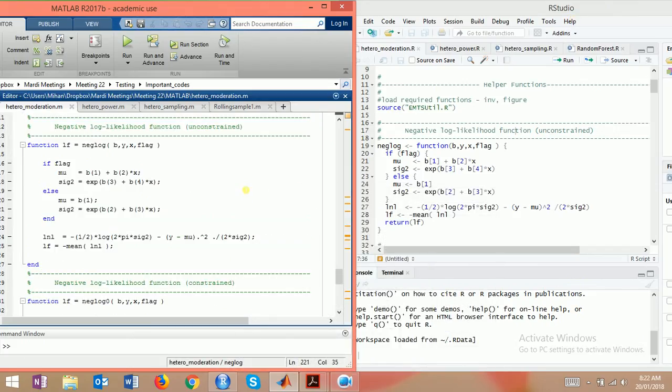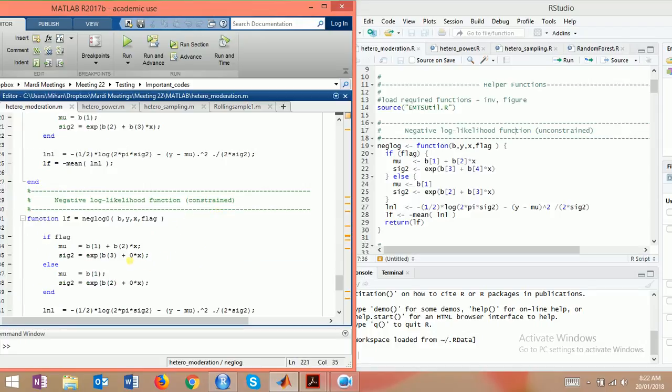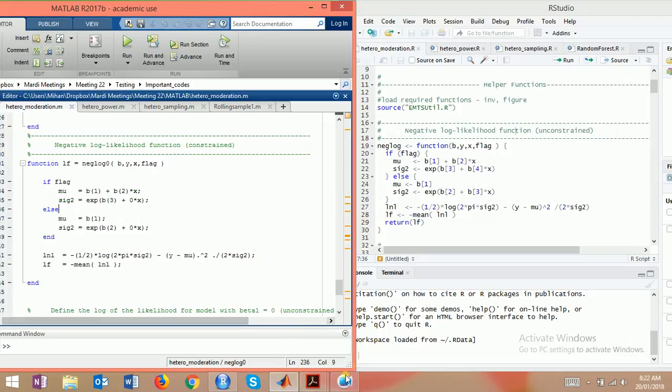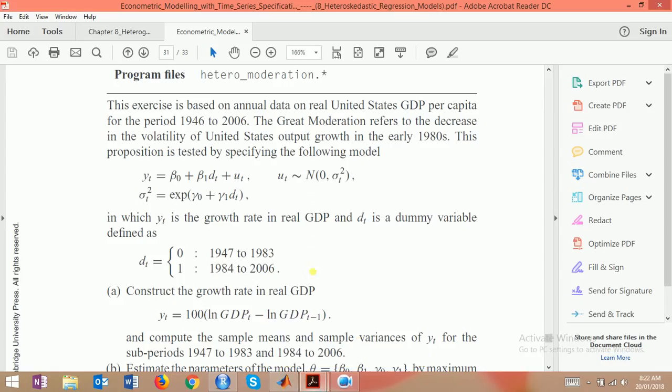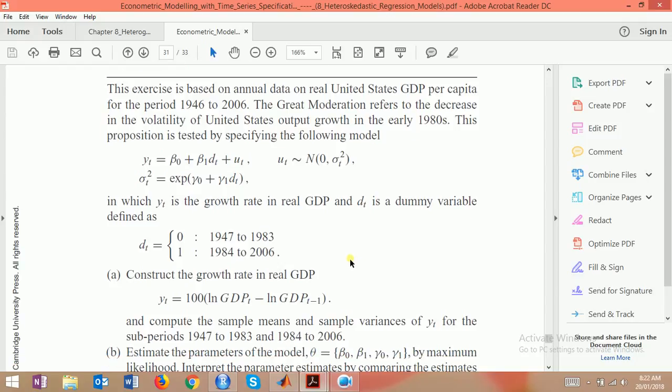So in the first case, if there is no flag, I'm not going to estimate beta 2. It will be beta 3, beta 4. So I'm not going to estimate the second part. I'm not going to estimate the fourth part. I'm not going to estimate the second part again. 0 is, that's all. Yeah, this is the great moderation problem, so maybe this is how it is.